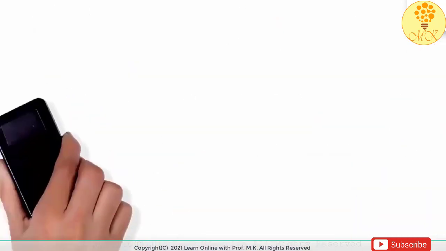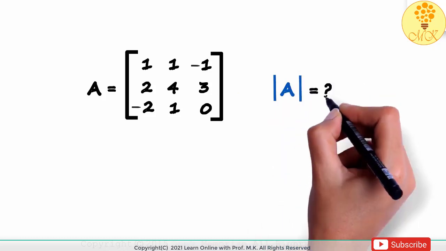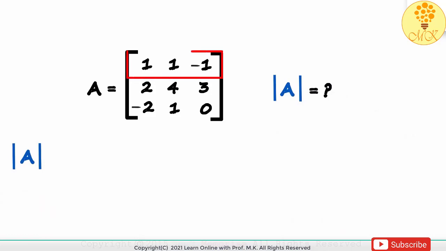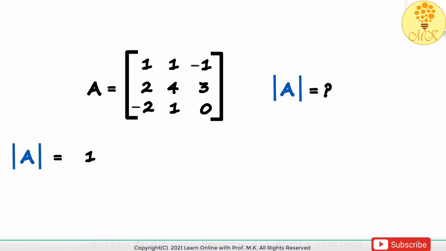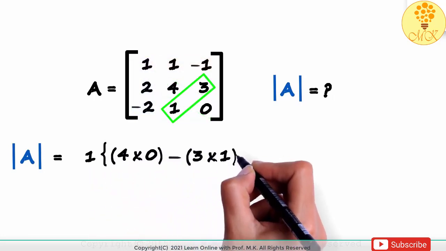Let's try out an example with numbers. This is a 3x3 matrix A, 3 rows and 3 columns, and we need to find its determinant. How do we calculate its determinant? Let's keep the first row as the reference: 1, 1 and minus 1. To start, we need to multiply 1 with some determinant. The determinant that we get after excluding this row and this column. It will be the determinant of this: 4 times 0 minus 3 times 1.